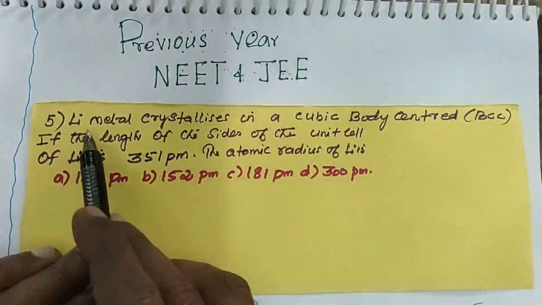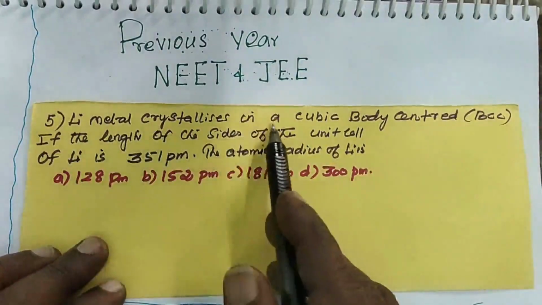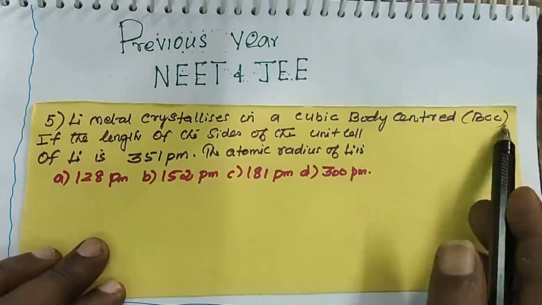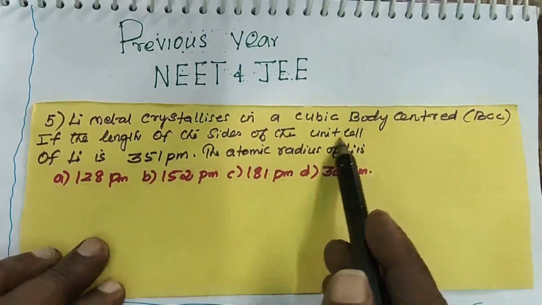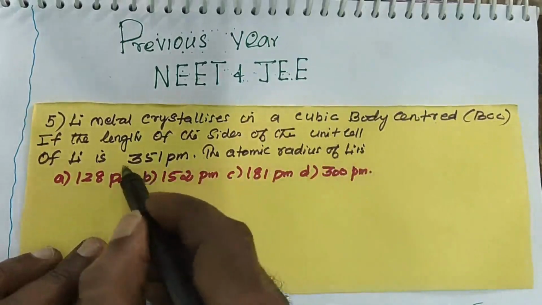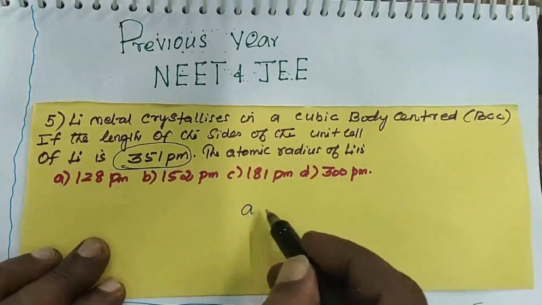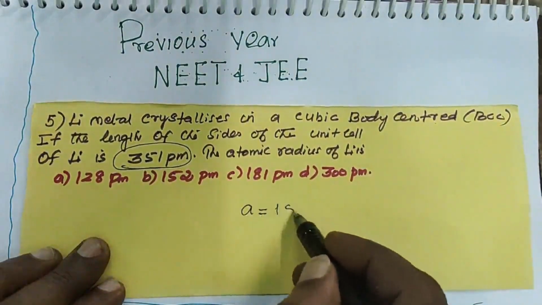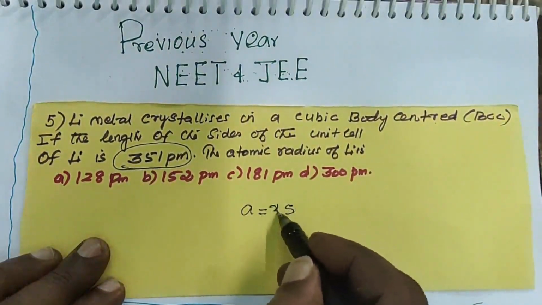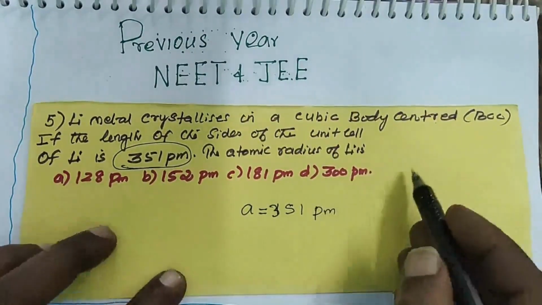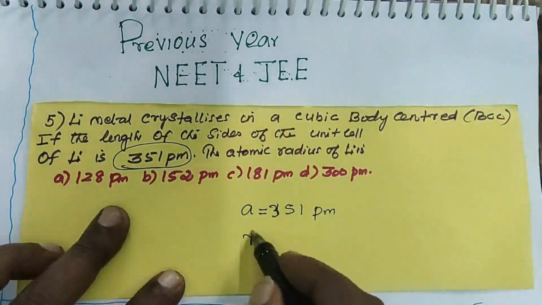Then fifth question. Lithium metal crystallizes in a cubic body centered, that is BCC. The length of the side of the unit cell is 351 picometer. So a is equal to 351 picometer. Then find out the radius.